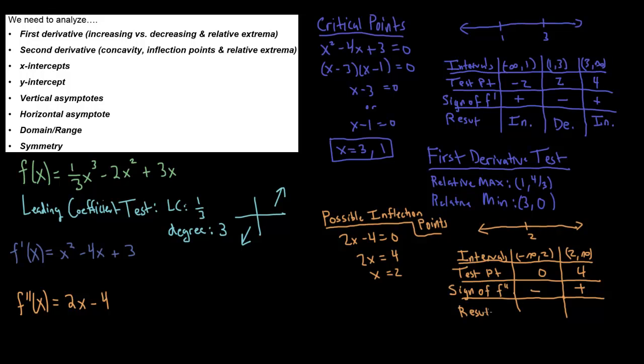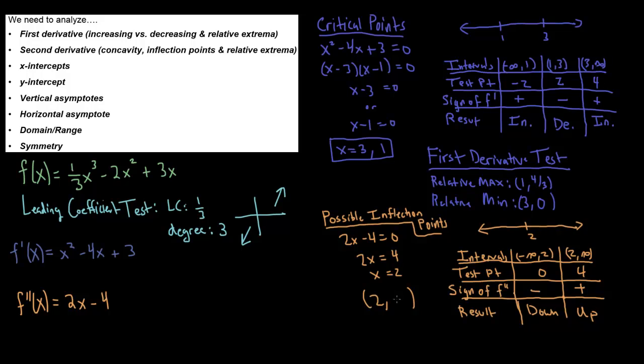Now the result is that when your second derivative is negative, the original function f is concave down. But where f double prime is positive, the original function f is concave up. So now we know about concavity, and this right here tells us that since we changed from concave down to concave up at this point x equals 2, then x equals 2 is an inflection point. So that indeed is an inflection point. Now, I suppose we should say 2 comma what? So 2 comma something is an inflection point.